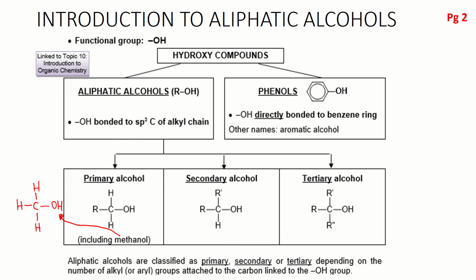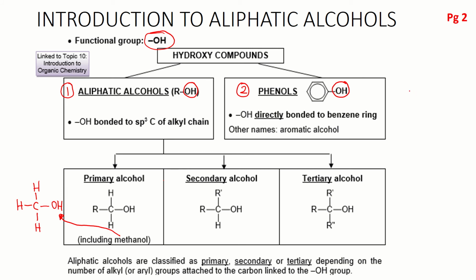In general, all alcohol or hydroxy functional groups will have an OH group in their molecules, and hydroxy compounds can be separated into two different classes. One is the aliphatic alcohols, and two, the phenols. The difference between them is that the aliphatic alcohols have the OH group directly bonded to an alkyl chain, whereas in the phenol, the OH group is directly bonded to the benzene ring.